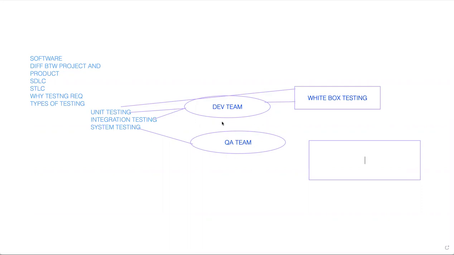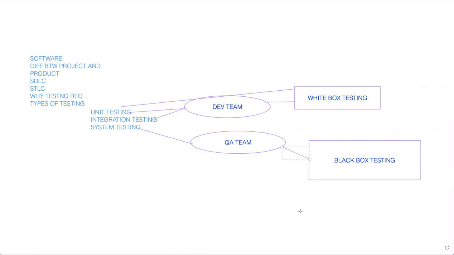So unit testing and integration testing are also known as white box testing, because developers know what they have written inside. When it comes to system testing, we don't know what is there internally, but still we are testing the software based on the requirements. So it is called black box testing.